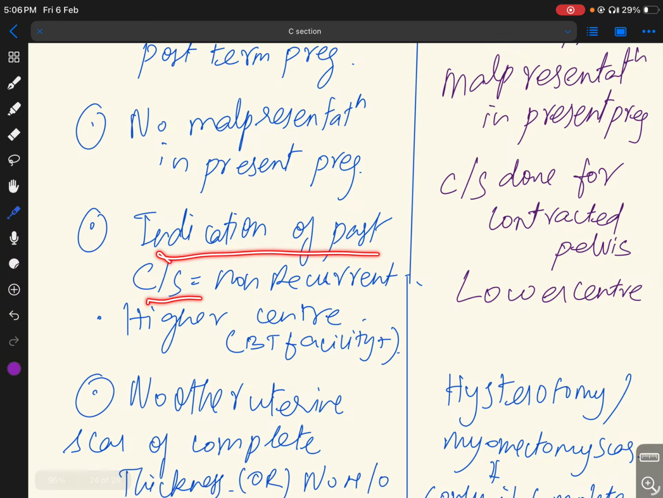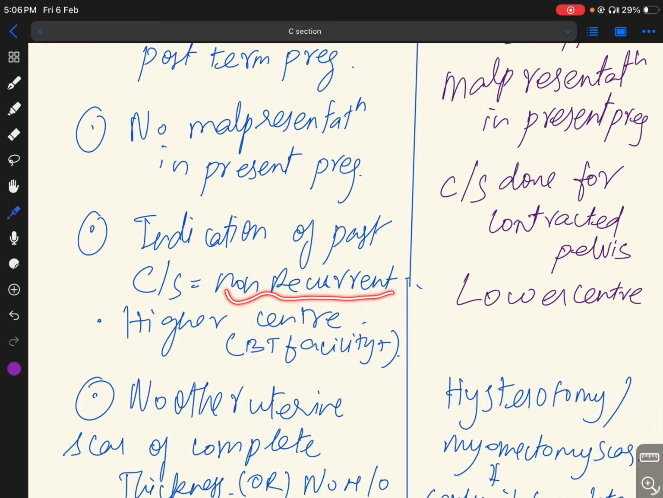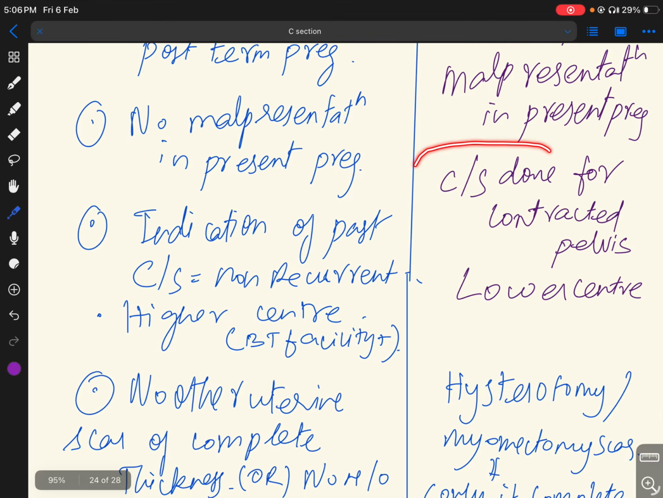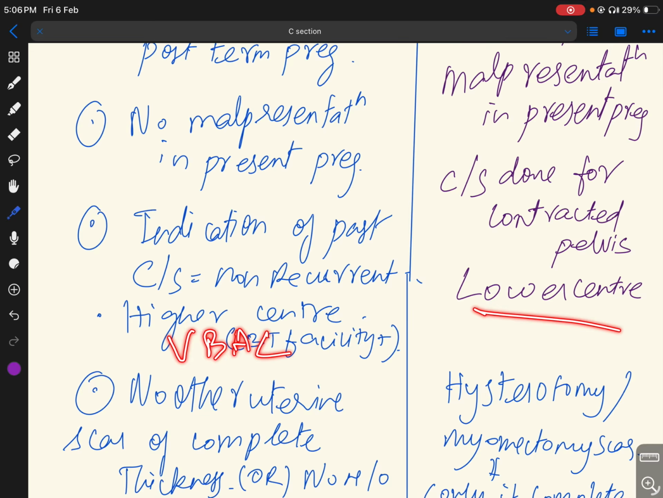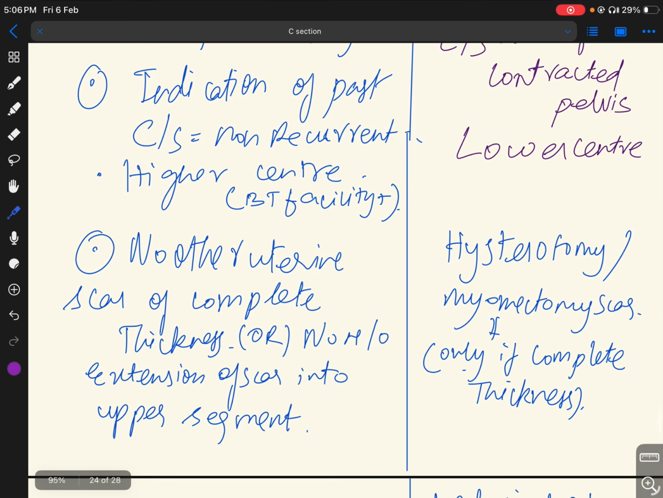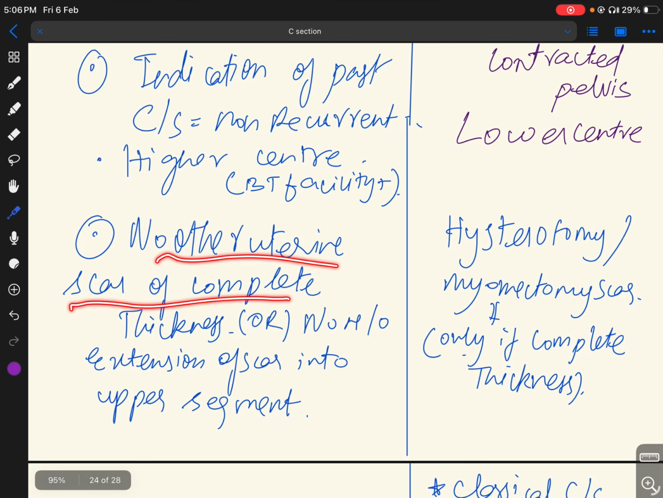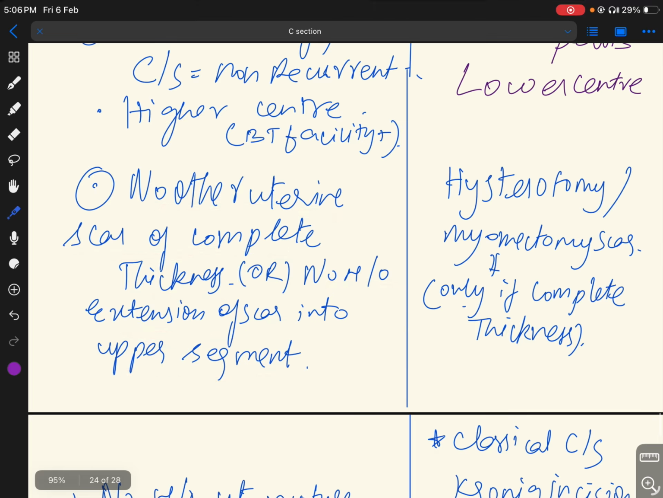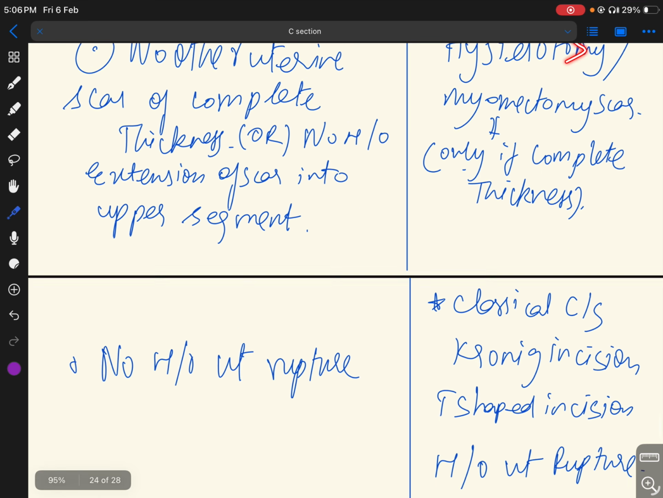Indication of past cesarean section should be a non-recurrent cause. You should be doing cesarean section in case of contracted pelvis. It is a recurrent cause. In case of higher center where the blood transfusion facilities are available, you can do VBAC. In case of lower center, we will be doing C-section. No other uterine scar of complete thickness or no history of extension of scar into the upper segment, you can do VBAC. In case of hysterotomy or myomectomy scar, you will be doing C-section.